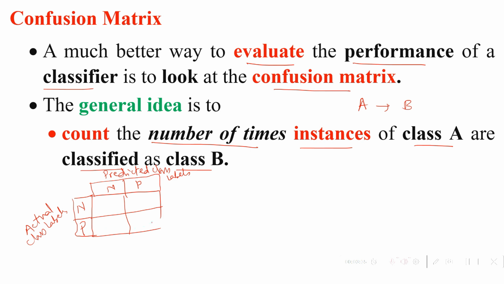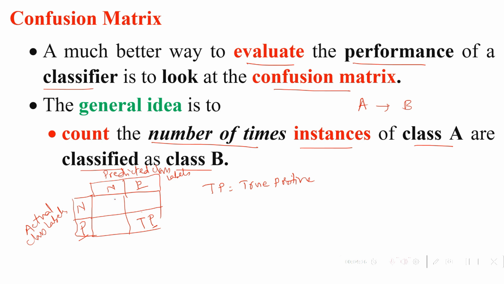In this column we predict positive, and we compare it with the actual class label. If the actual class label is positive and the predicted class label is also positive, that means both are positive, so we place it as TP, true positive. The actual class label is P and the predicted class label is also P, so that is called true positive.